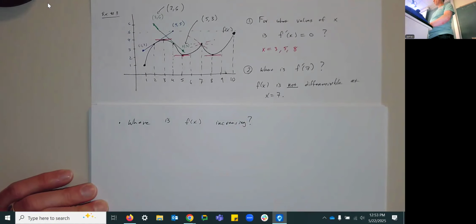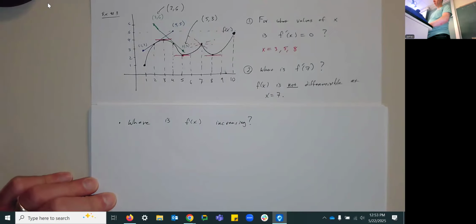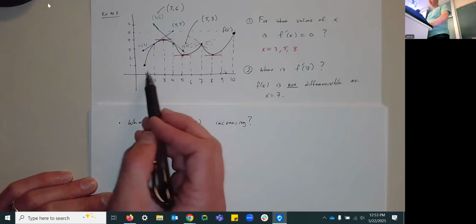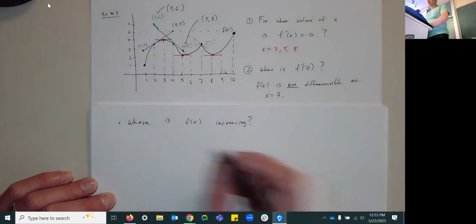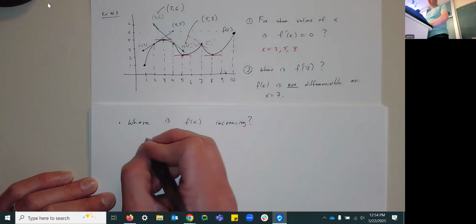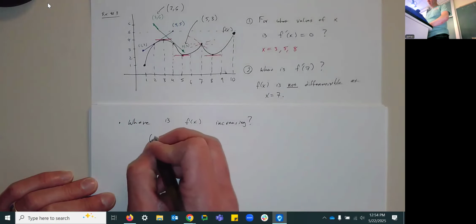Typically, when we talk about a function being increasing or decreasing, we usually use open intervals. We don't typically include any endpoints. So I would say, well, it looks like it's increasing from 1 to 3 because it's getting bigger as we go from left to right. So f of x is increasing on the interval from 1 to 3. We exclude the endpoints.